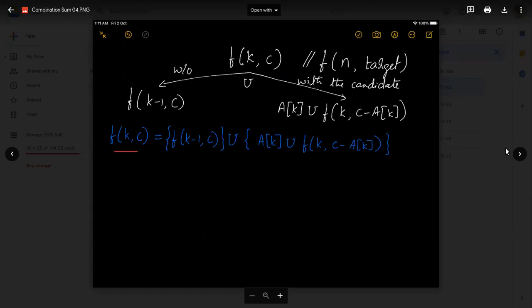I wrote the recurrence in a similar fashion here, right? Each of them is going to give me some set of combinations, and this element is added to every combination I'm going to get out of this one, right? So that's the idea of this recurrence.